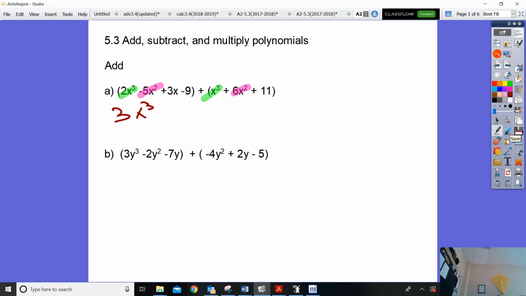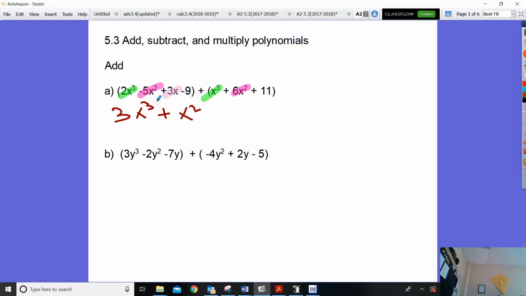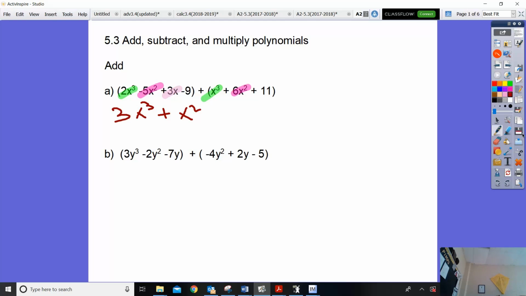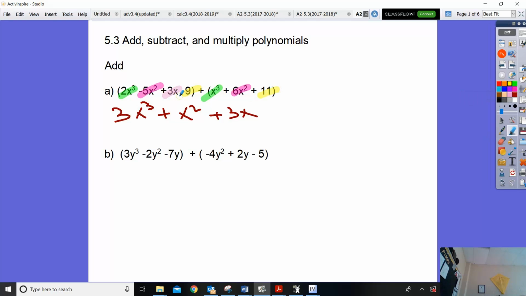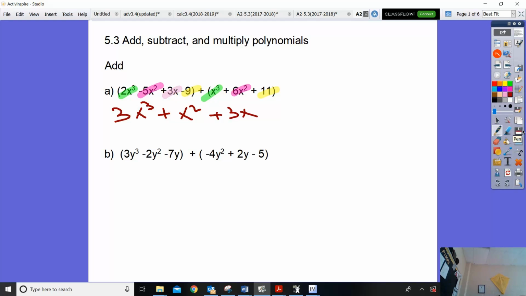Negative 5x squared plus 6x squared. How many x squareds do you actually have in your hand? One of them. 1x squared. You got a nice light pink here, a negative 3x, a positive 3x. Are there any other 3x's up there? What are you going to write? Plus 3x. The last 2 things you have that are common, that are alike, are the constants. Negative 9 plus 11, that's to what, Jace? What did you say, Jace? 2.